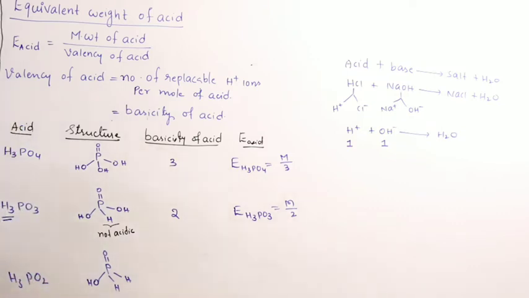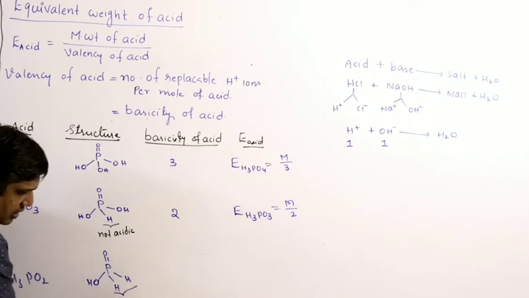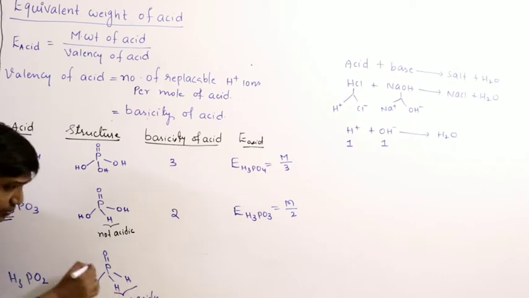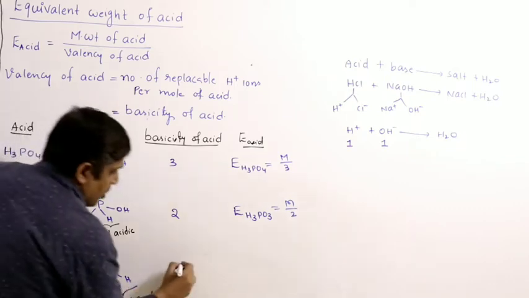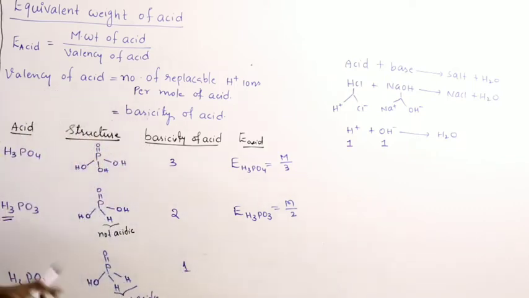Coming to this, how many different types of hydrogen? 2. OH hydrogen and P-H hydrogen. Just now like this, right? These 2 P-H hydrogens are not acidic, so they cannot be removed as H plus. So how many can I remove? Only 1. So 1 mole of OH minus ion is required. Therefore the basicity of this acid is 1.